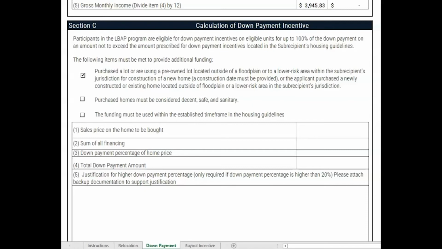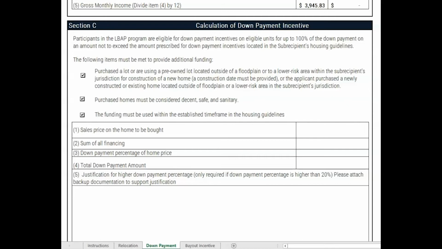Next, check off if the home is considered decent, safe, and sanitary. The HQS inspection demonstrating the house is decent, safe, and sanitary should be attached in the file. Next, check off if the funding is being requested within the established time frame written in the subrecipient's housing guidelines. Each subrecipient should have in their program guidelines an established time frame for which the applicant must use the incentive money. Applicants and subrecipients should ensure the funding is being requested and can be used within the time frame established.